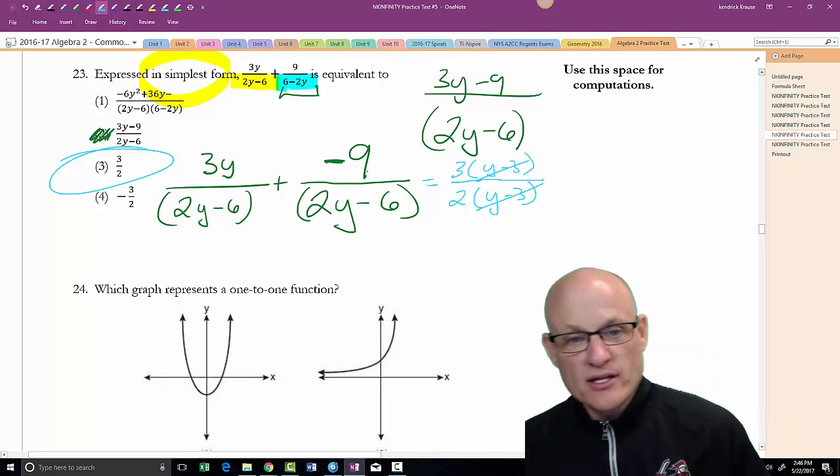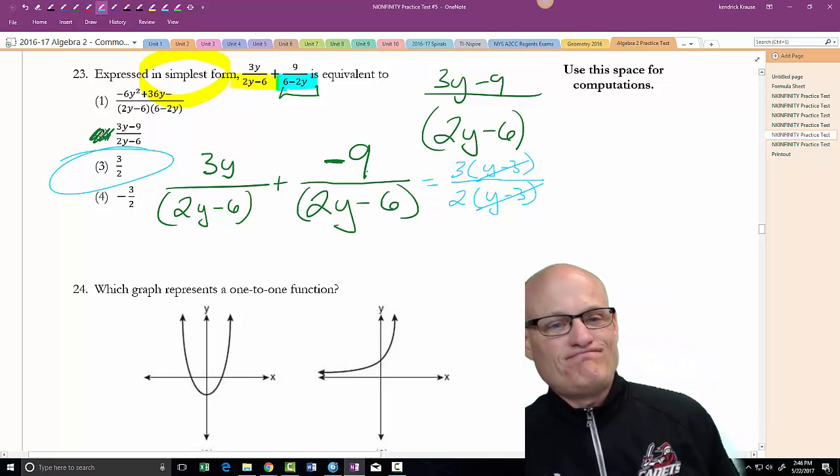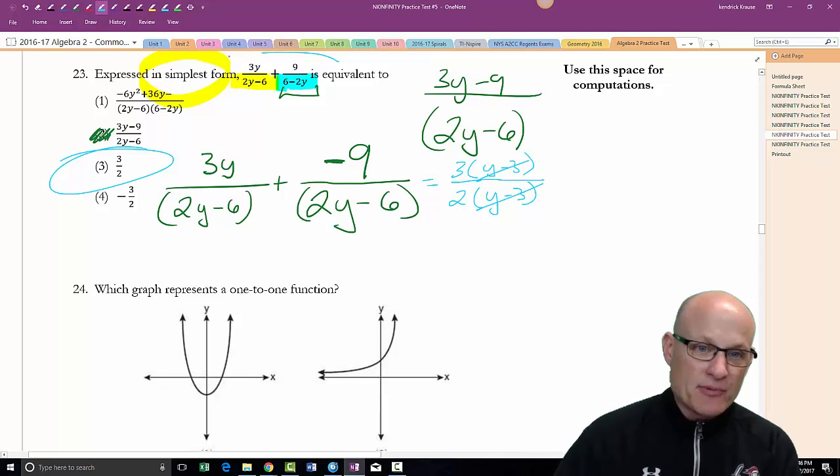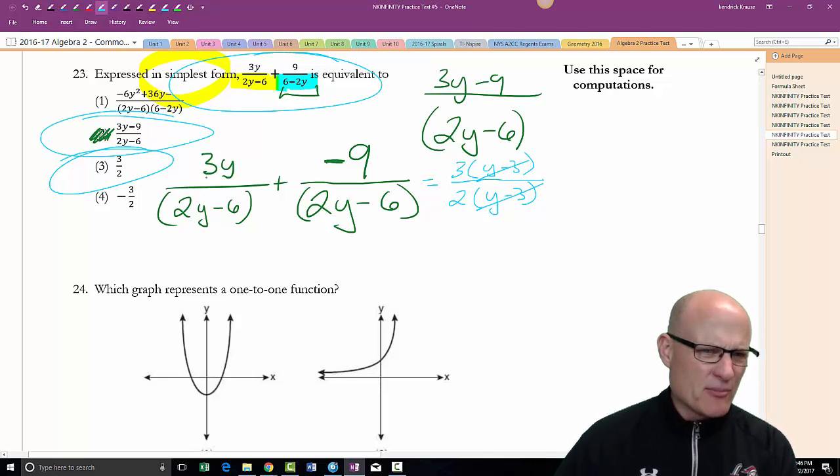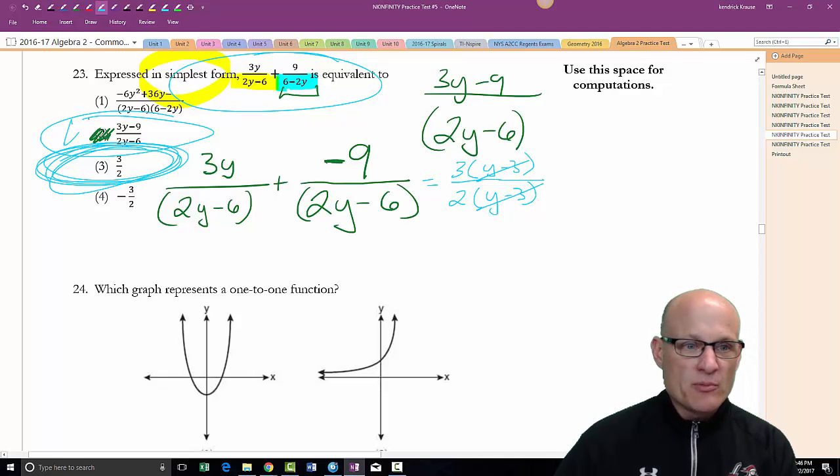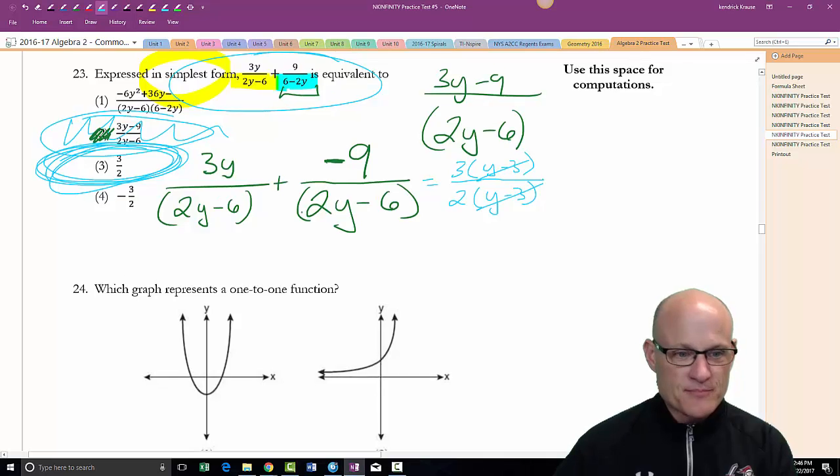So, even though you typed in a number and typed this in, and typed in a number and typed that in, you got the same number. But is the number you got 3/2? Oh, yes, it is, because it doesn't matter what you put in for y, it will be 3/2. So the answer is choice 3.